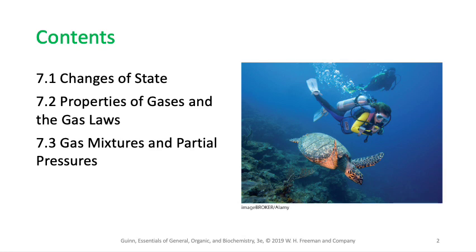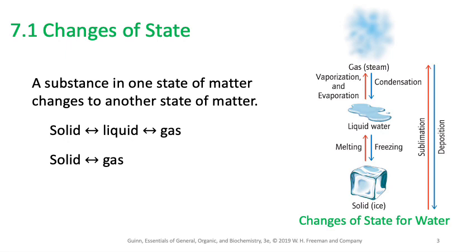So these are the contents of this chapter or this PowerPoint. In the first section, 7.1, we're going to talk about the changes of state. In the other section we're going to talk about the properties of the gases and the gas laws. And the last one we're going to talk about what gas mixtures are and what partial pressure is. Okay, so now let's get started with our first section, which is changes of state.